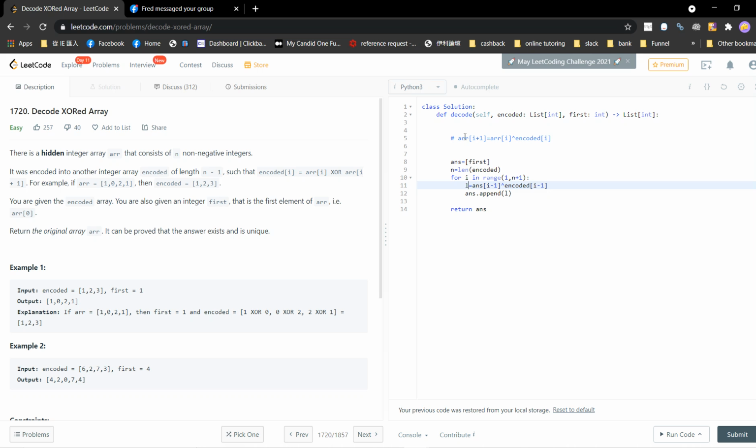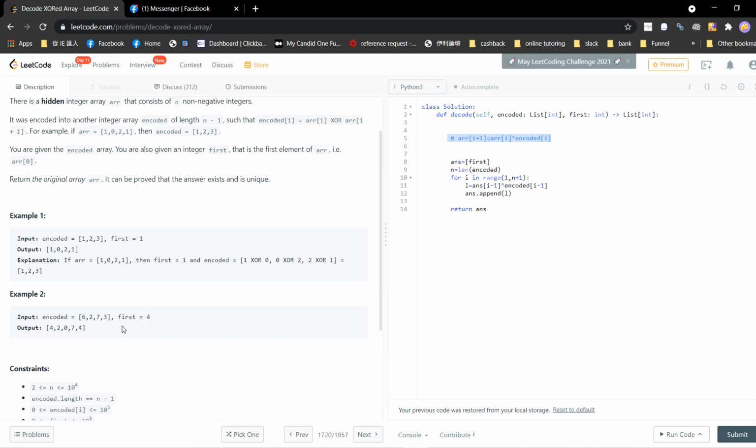So basically to solve this question, you only need this equation, and you only need to know the property that A XOR A gives you 0. Then you can do this. The first one is always the given first, since you already know it. So first is your starting point for arr[0], and then you keep encoding the next one and using the next one as the array. So this is just using this recursion.